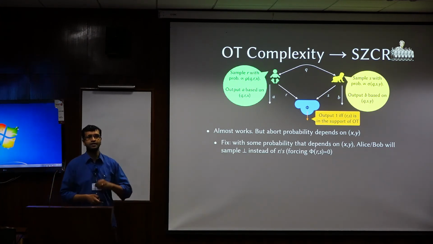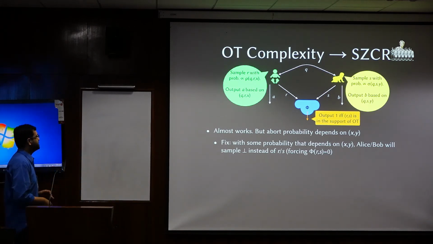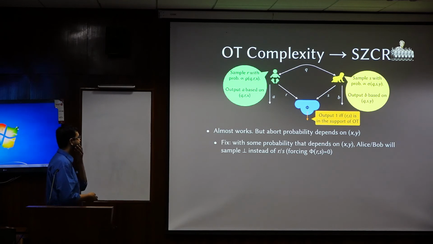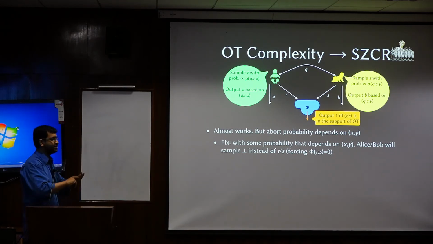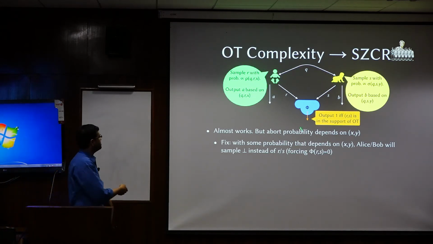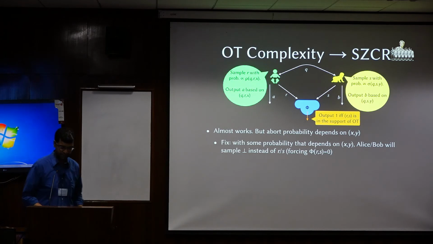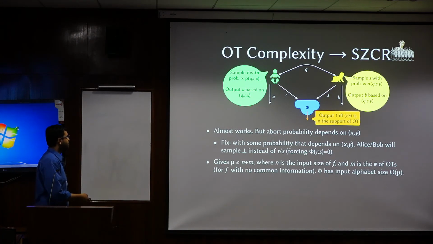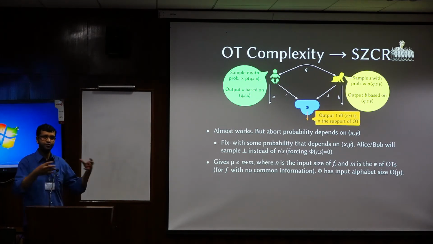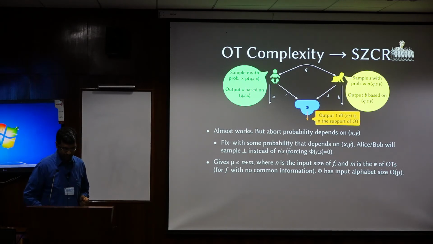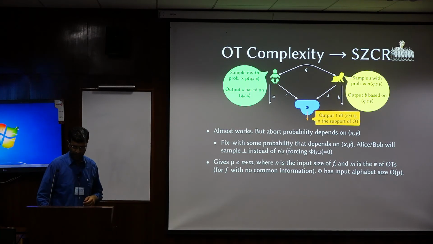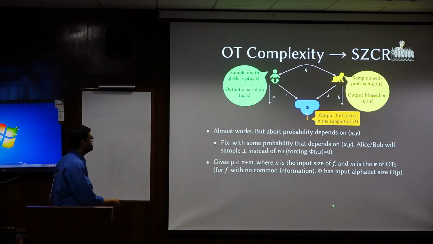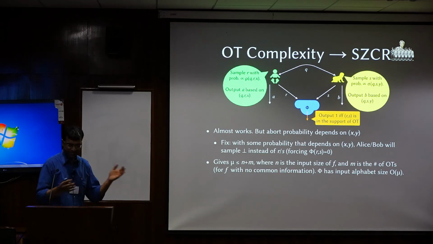Basically, they will abort with some extra probability based on their local view, and kind of shave off, make sure that the accepting probability is the same in all cases. Okay, so there's a little bit of loss in mu, but you can do it. And at the end of all that, you will get your mu to be n plus m, where n is the input size, m is the number of OTs you had to pick in this way. This works, there is some caveat about which kind of functions you need, otherwise there's a little more loss. And the size of the predicate phi is basically that many OTs essentially.